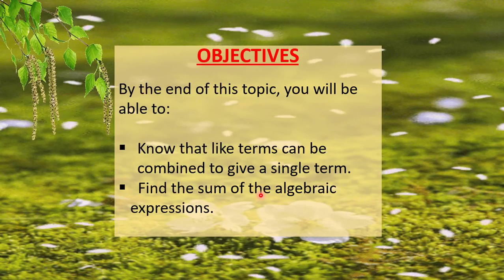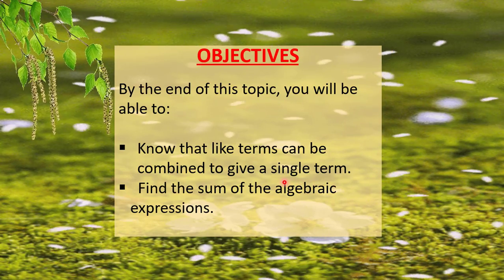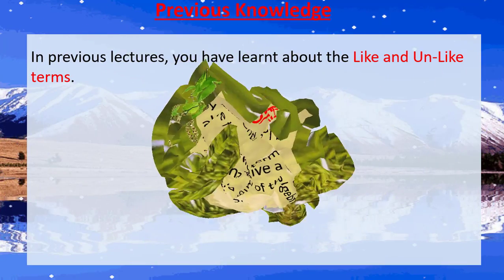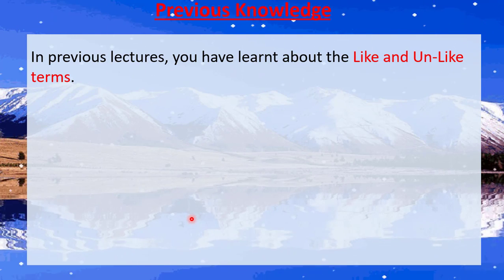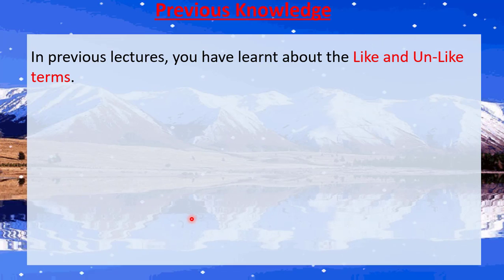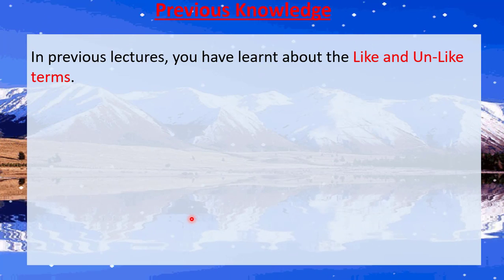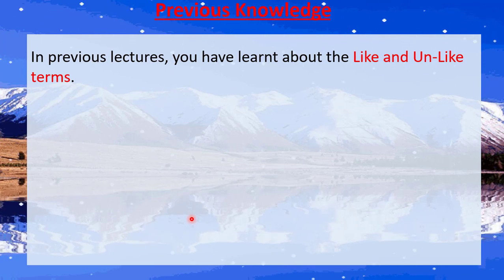Students, by the end of this topic, you will be able to know that like terms can be combined to give a single term. And also, you will be able to find the sum of the algebraic expressions. Firstly, we recall the previous knowledge. In previous lectures, you have learned about the like and unlike terms.